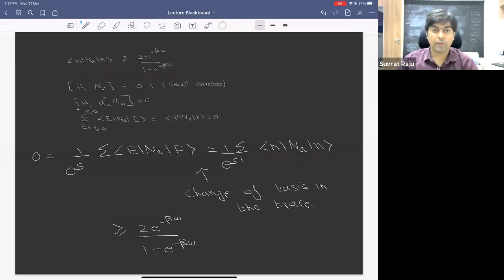Okay. And so we have found that we expected that if typical states had empty horizons, we wanted 0. If in typical states the expectation value of the number operator is supposed to be 0, which is where this left hand side came from, then you do a change of basis in the trace and you find 0 is equal to twice e to the minus beta omega by 1 minus e to the minus beta omega, and that is clearly not correct.